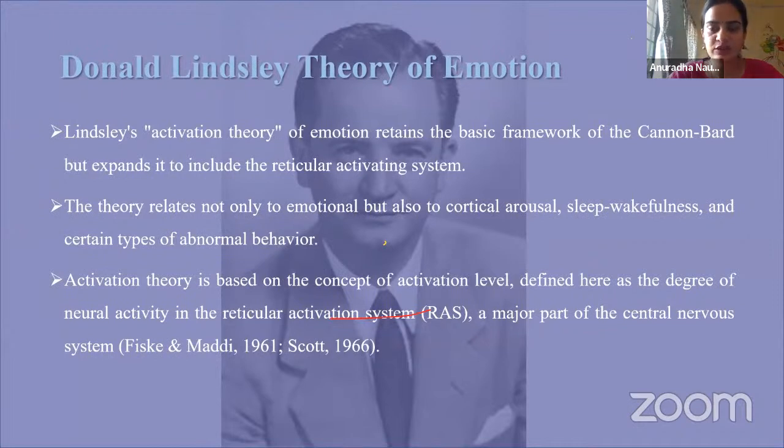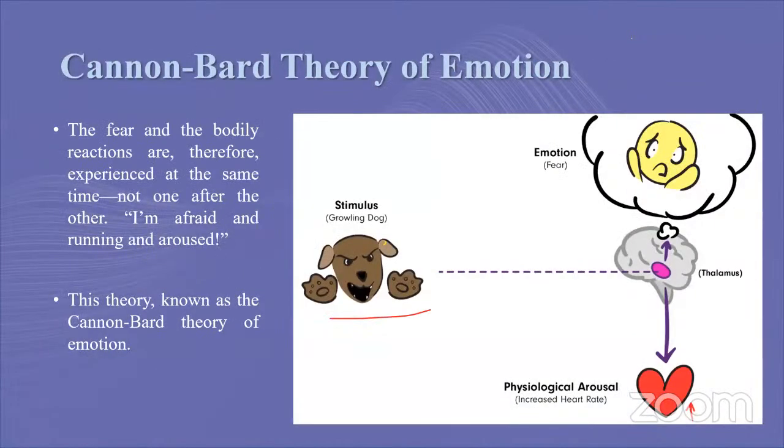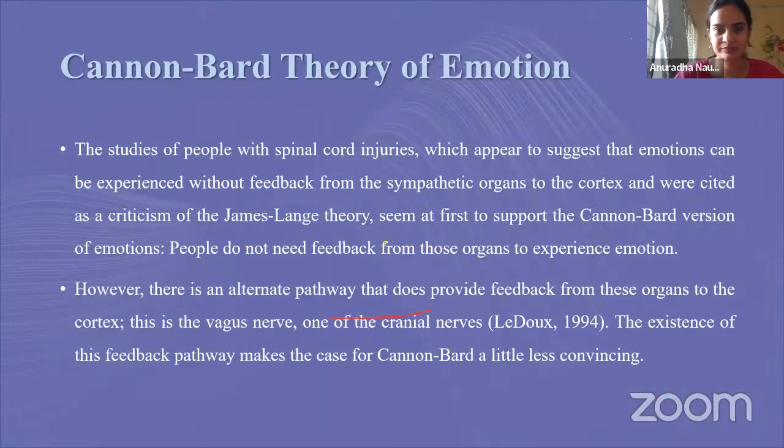What was Cannon-Bard's theory? Can anyone tell me? Stimulus, physiological response, and then emotion. Okay, we'll just go back. Stimulus, physiological response, and emotion, but all occurring at the same time. This is an important factor, occurring at the same time.